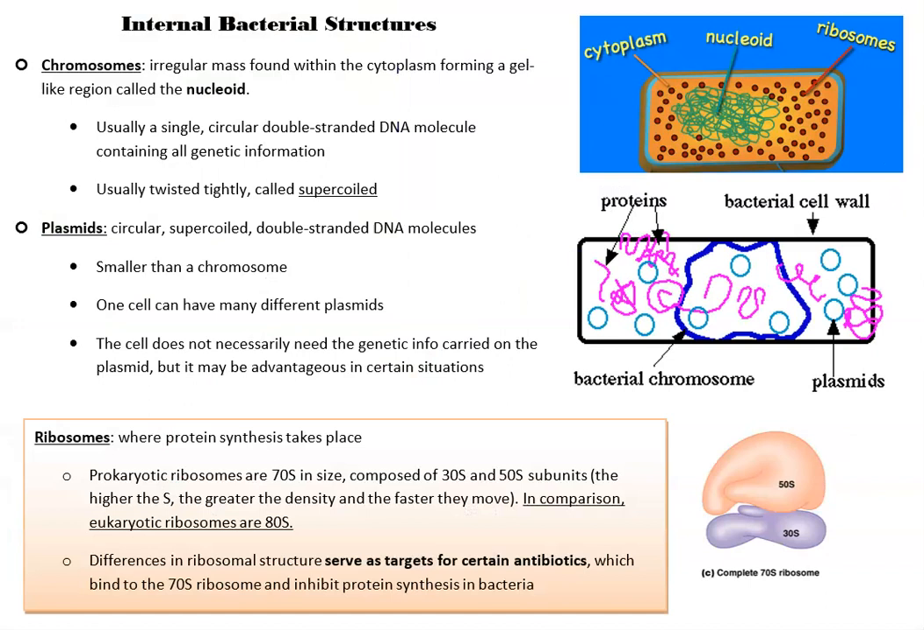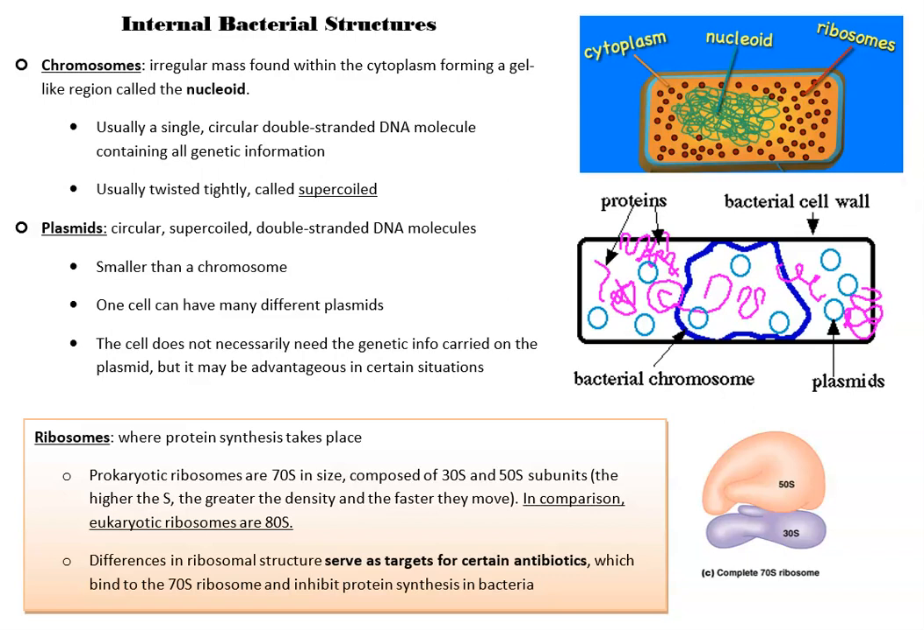Let's look at some internal bacterial structures. So we'll start with chromosomes. These are irregular masses found within the cytoplasm that form a gel-like region called the nucleoid. Usually a single circular double-stranded DNA molecule contains all of its genetic information. It's usually twisted very tightly, called supercoiled.